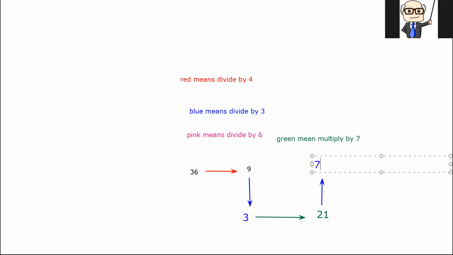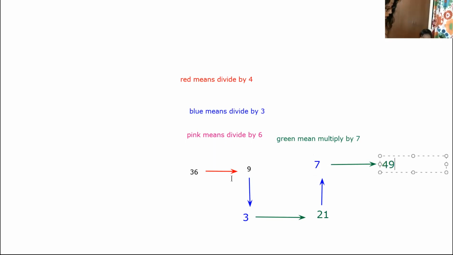Now, 7, I want to do this now. What is the number? 7 and green color. What is 7 times 7? 49. Very good. Okay? So, you all know how to follow the arrows, right? So 49, 7 times 7 is 49.